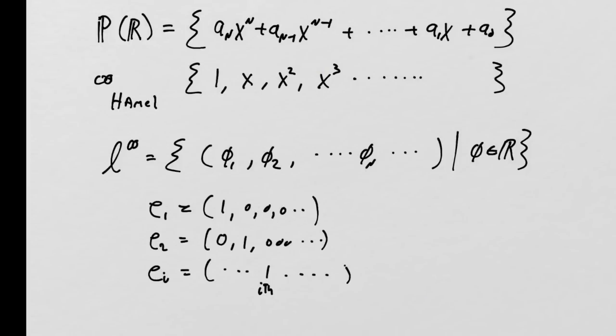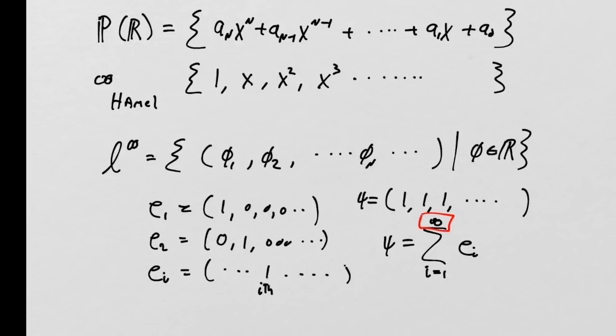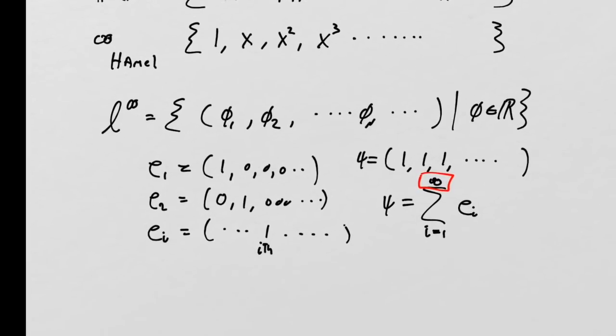The problem is it's certainly not a Hamel basis, because if I just create the simple sequence 1, 1, 1, with 1s in every slot, and I call that vector psi, then psi is the infinite sum, i equals 1 to infinity, of e_i. And that has the downside of being an infinite sum. So that's not a Hamel basis. To find a Hamel basis, I need to come up with something else in order to make this sum finite.